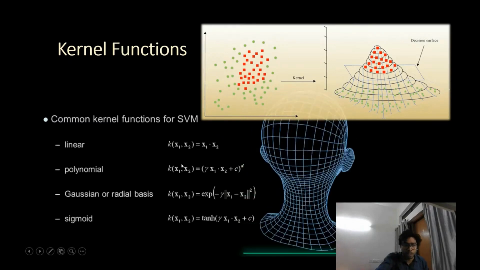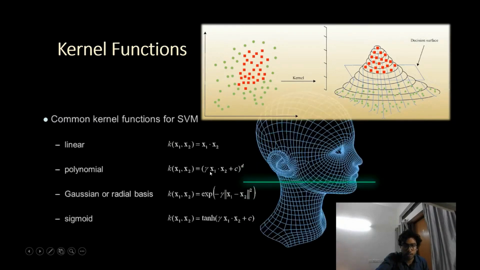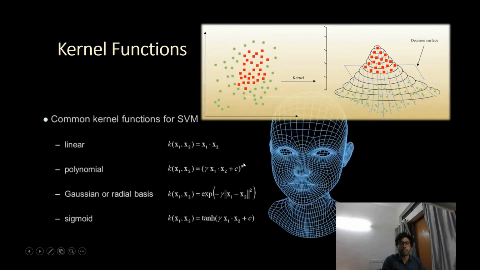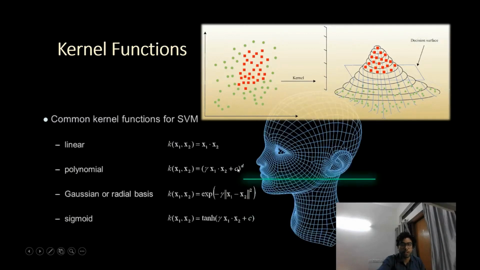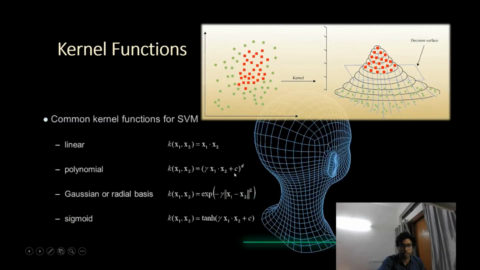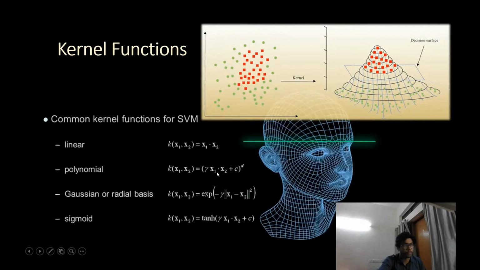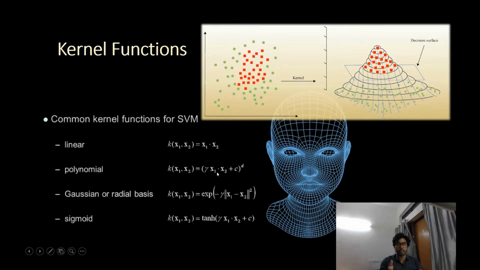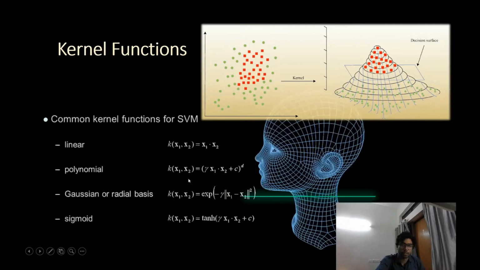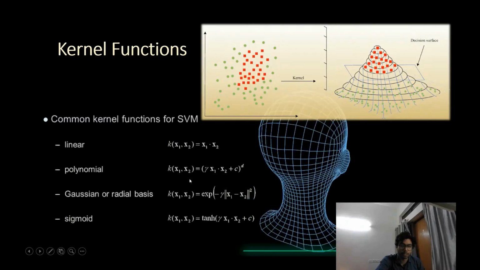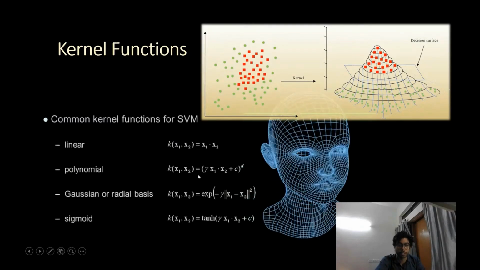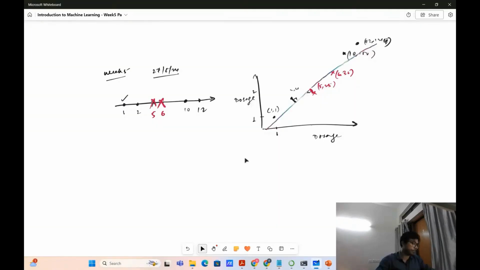For example, for the polynomial kernel, this is the kernel: (x1 x2 + c) to the power d, right? In our case, what we just did is d is basically 2, and c was 0. So basically this will just become x1 times x2, right? I will again come back to this, to relate this kernel function to what we just did. Let me come back to the whiteboard again.